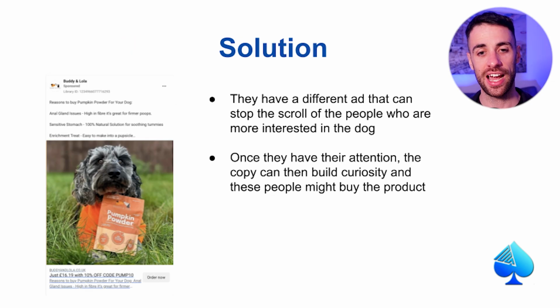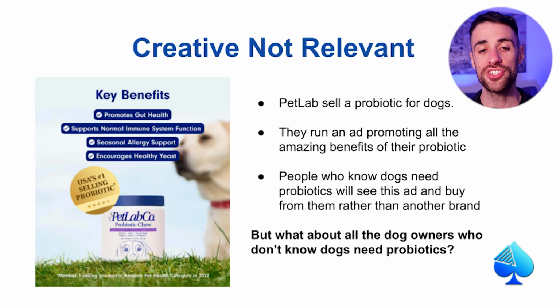They have a different ad that can stop the scroll of those people who are interested in the dog by showing a photograph that probably is representative of the other content they see in their feed. Just a cute dog, real life type of photo, but just happens to be showing the product. So once it's caught their attention and stopped the scroll, the copy of the ad can then build up their curiosity, and some of these people might then buy the product.